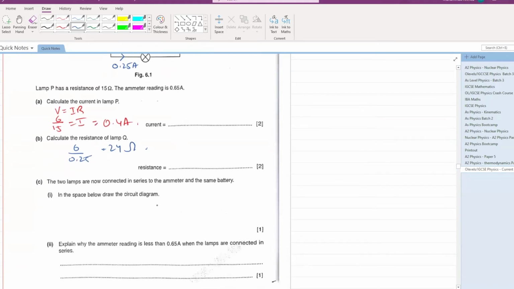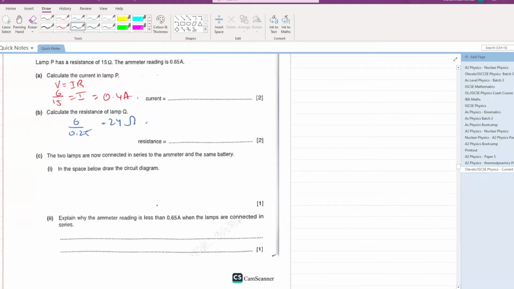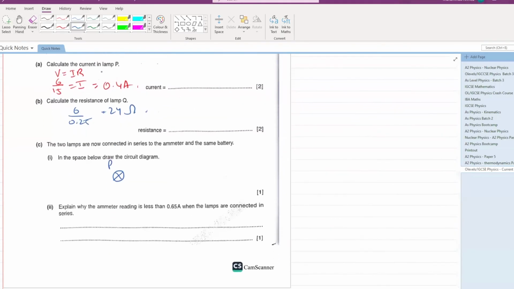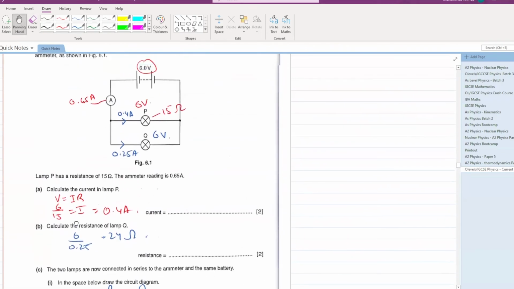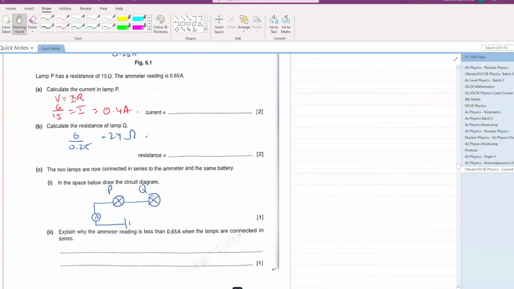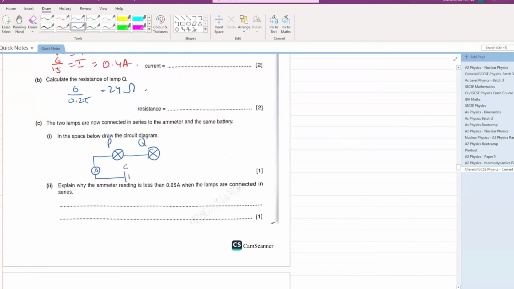The two lamps are now connected in series to the ammeter and the same battery. In the space below, draw the circuit diagram. Okay, two lamps P and Q, they are connected in series to the ammeter and across the same battery. Let's say this is your ammeter across the same battery. And do we have a switch? No, we don't have a switch. So let's just label it 6 volts. Let's place it like this.